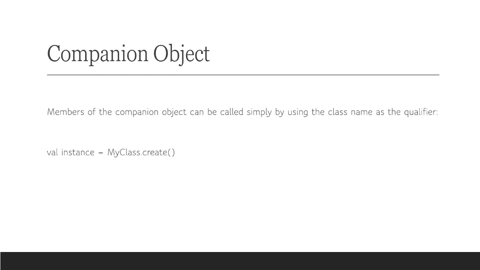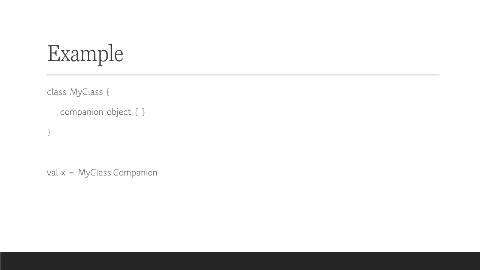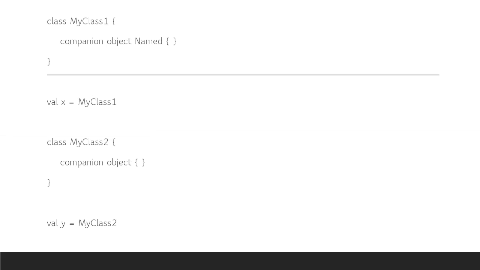But here we can say that the members of the companion object can be called simply by using the class name as the qualifier. So you can just call that val instance or the class dot whatever the function is. That means you can call it anywhere. That's your static. It behaves like a static. So just like class dot object values, that's your companion. Whatever your value is, you can just fetch it. So it automatically gets your companion. That's the first way you can do that.